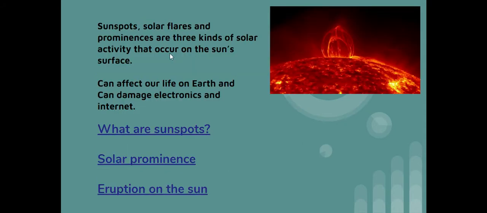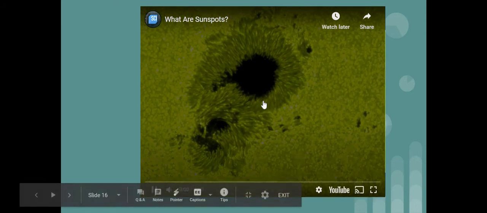Sunspots, solar flares, and prominences are three kinds of solar activity that occur on the sun's surface. They can affect our life on Earth and can damage electronics and internet. So there is a wonderful prominence. It's almost just like an eruption or an explosion, but when this happens, it is throwing out a lot of energy in one direction. So, sunspots.